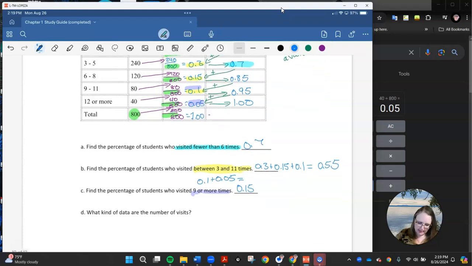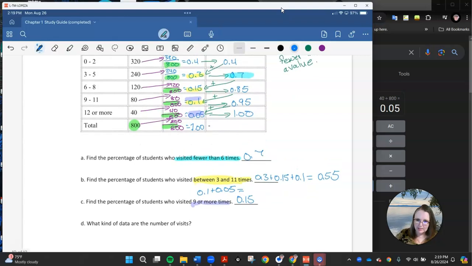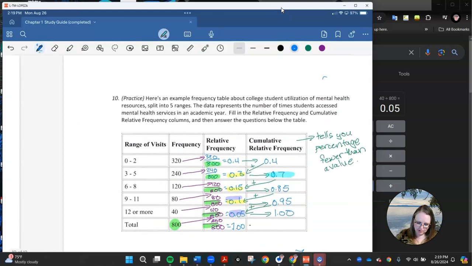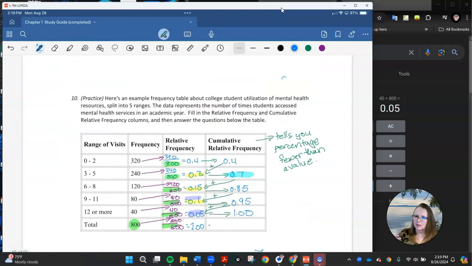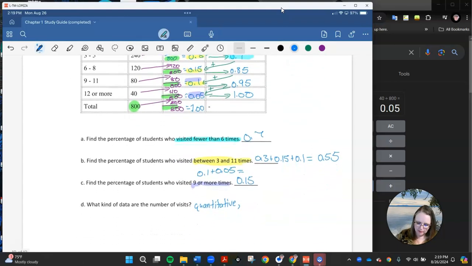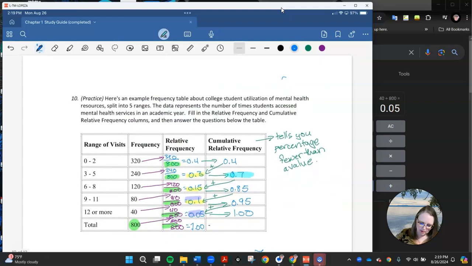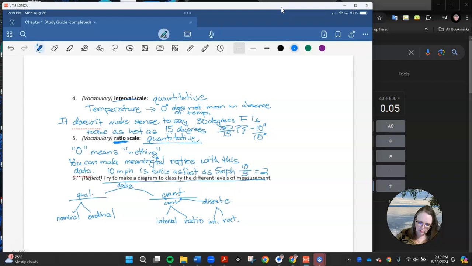And what kind of data are the number of visits? In as much description as I possibly can. I know that that is quantitative. We are looking at a quantity, right? Quantitative. I know that it is measured. Let's go back to our table and see. It's discrete. I can't spell discrete, but it is discrete, right? Because you can't visit 1.5 times. You can only visit in specific intervals. So this is discrete. And let's see, is it interval or ratio?